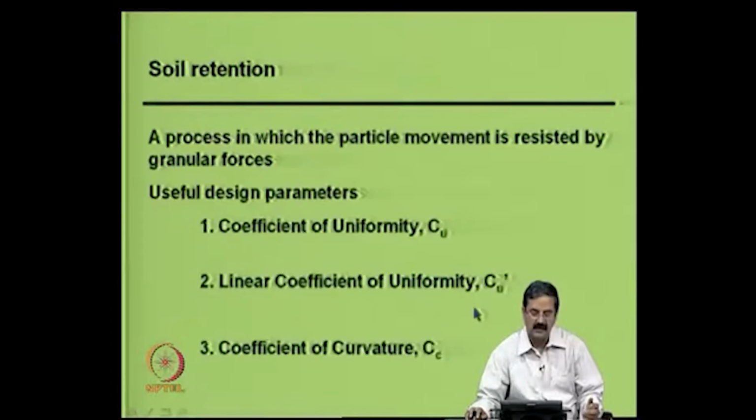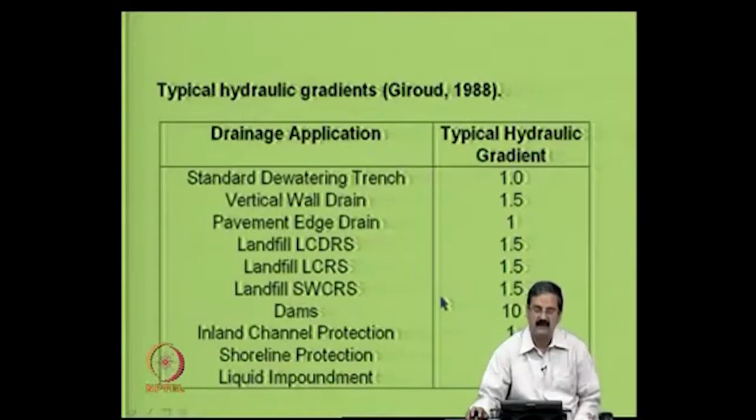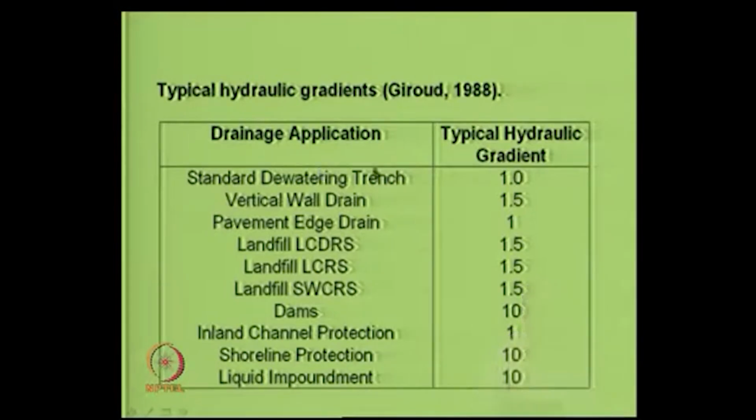and then durability criteria. So, these are all some parameters that we have seen earlier, that we need parameters like coefficient of uniformity, coefficient of curvature and linear coefficient of uniformity in design. And also we have Giroud charts, prepared by Giroud, which are very excellent in giving this design procedure. Some of the contributions in this method are that they clearly highlight what are the gradients that are there in different types of geotechnical structures. Like it can be very high in the case of dams, like hydraulic gradient, the flow is more if the hydraulic gradient is more, and in other cases like trenches, the hydraulic gradient is less.